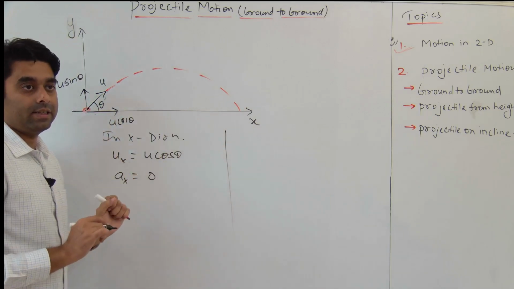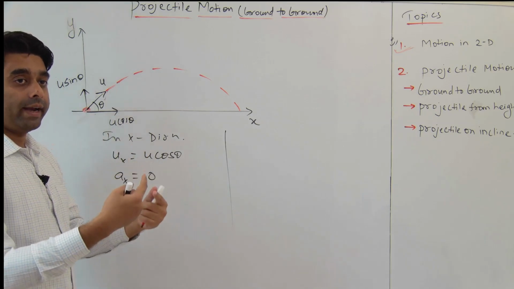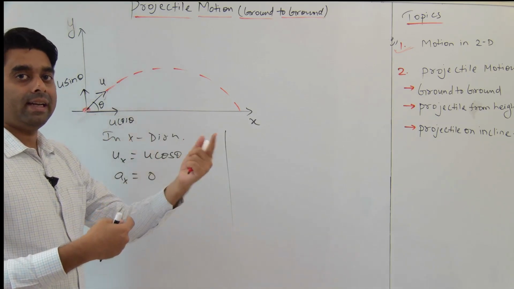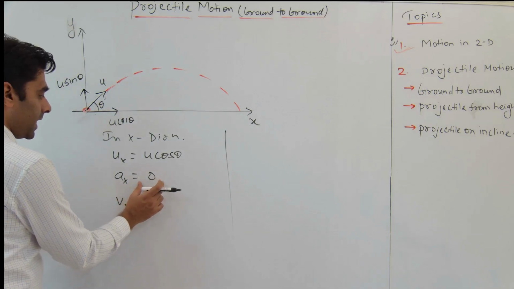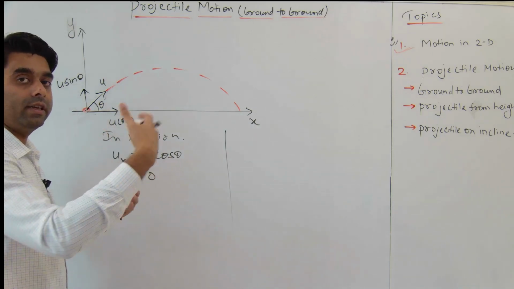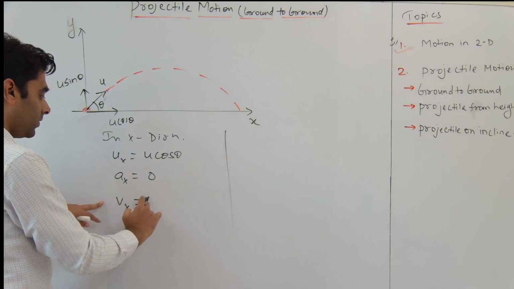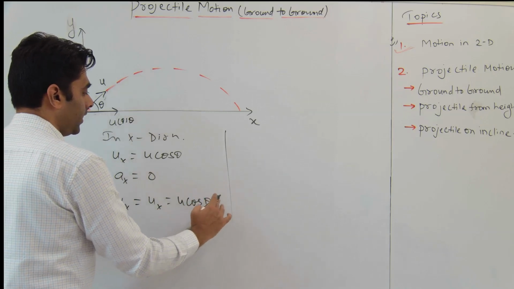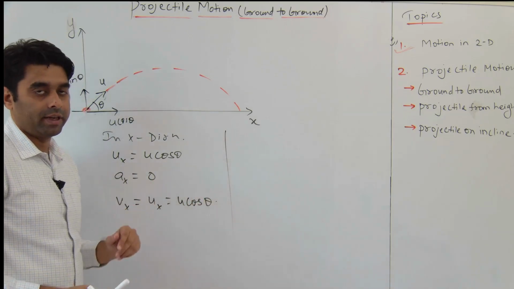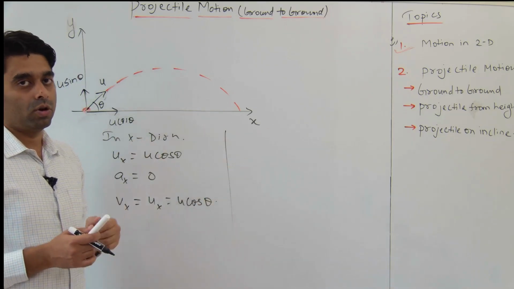If acceleration is 0, now if we have to write down velocity at time t, Vx will be what? Because acceleration is 0, velocity remains constant. So Vx is always equal to ux, which is u cos theta. And velocity in x direction is u cos theta.